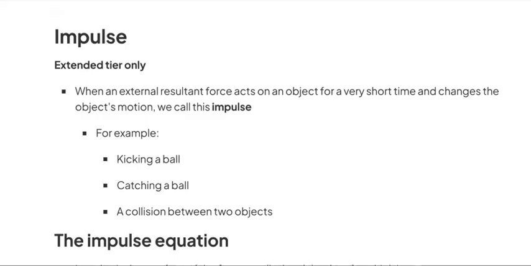Today we will look at impulse. We have already studied impulse, so we will just do a recap. Impulse is when an external force acts on an object for a very short time and changes the object's motion. This is called impulse, the definition. The examples: kicking a ball, catching a ball, collision between two objects.